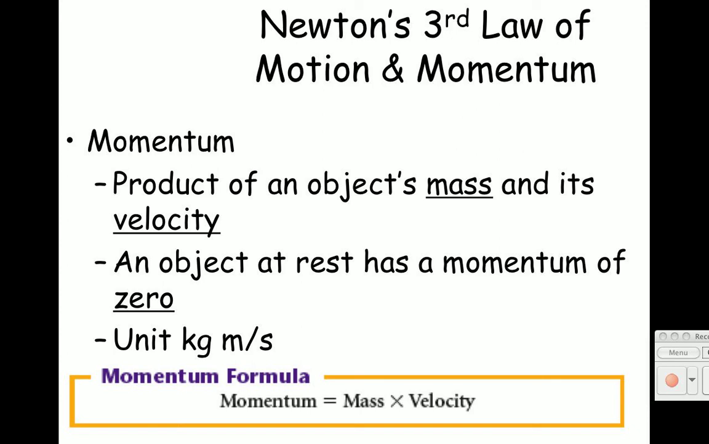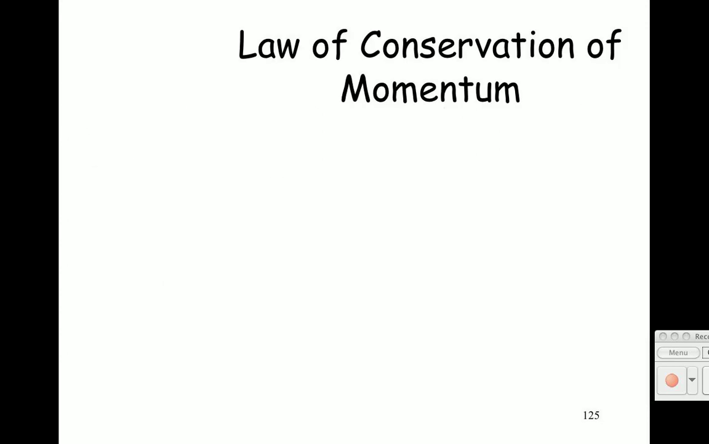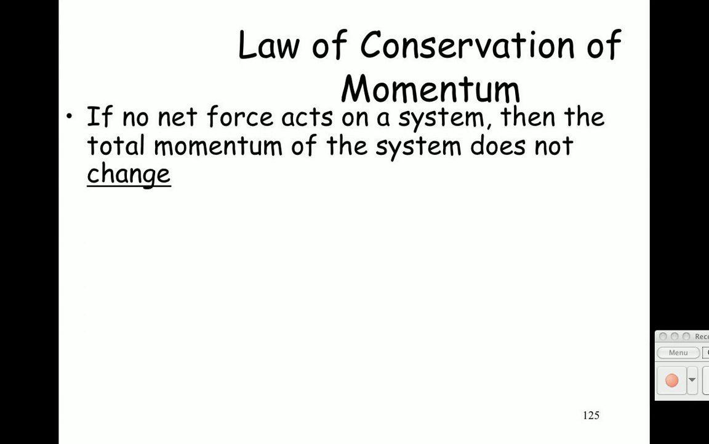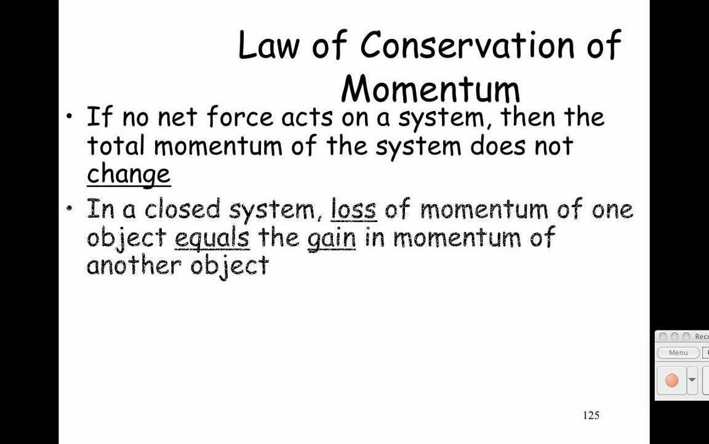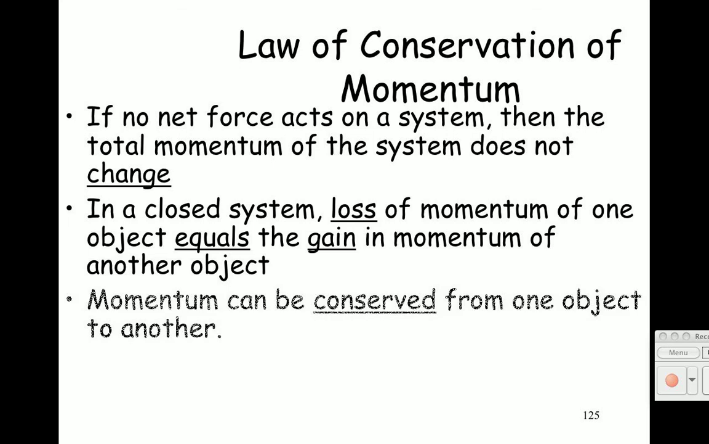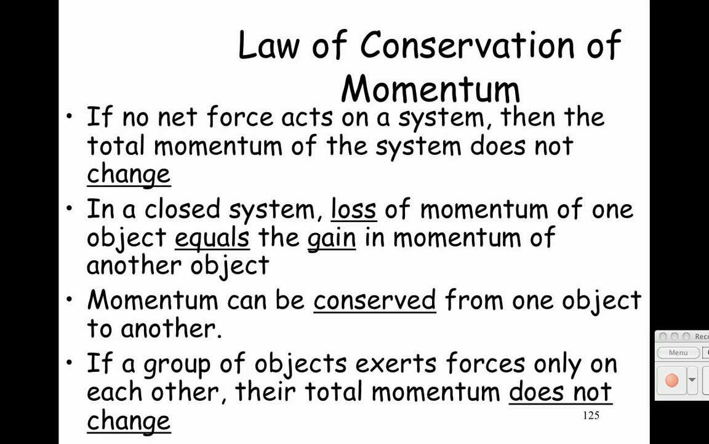So this leads us to the law of conservation of momentum. It basically says that if there's no net force acting on the system, then the total momentum does not change. So as long as we don't get a new force introduced, momentum will always stay the same. In a closed system where I have two objects interacting, if I lose momentum from one object, I have to gain that momentum in another object. So momentum can be conserved from one object to another. If a group of objects exerts forces only on each other, then their total momentum does not change.